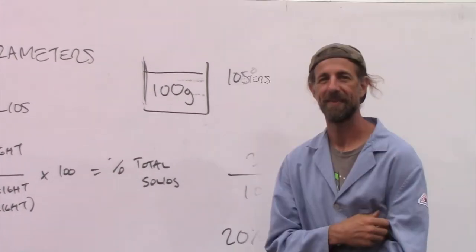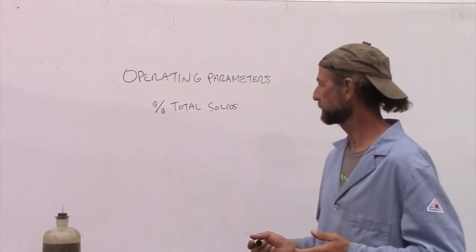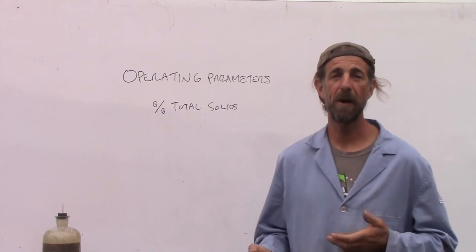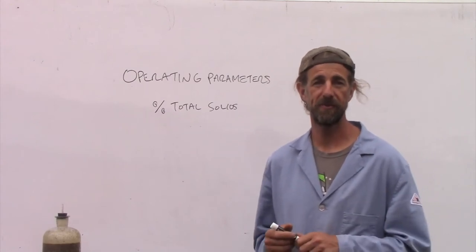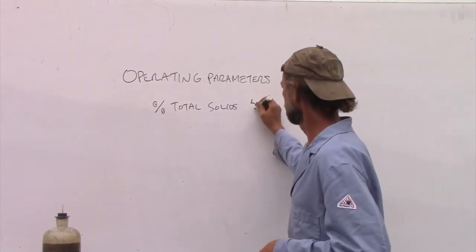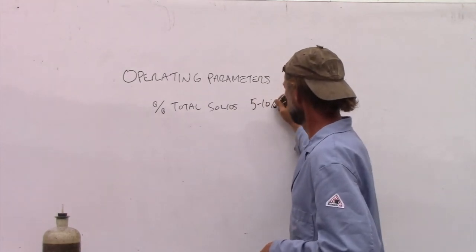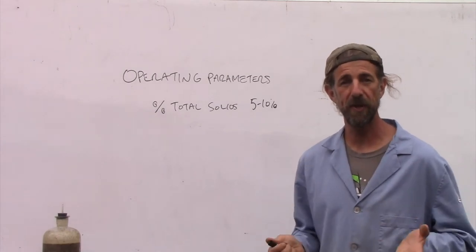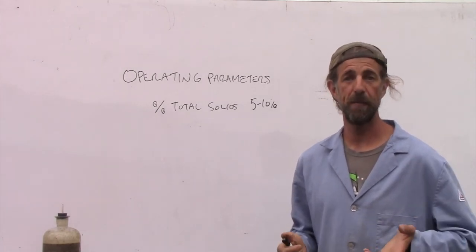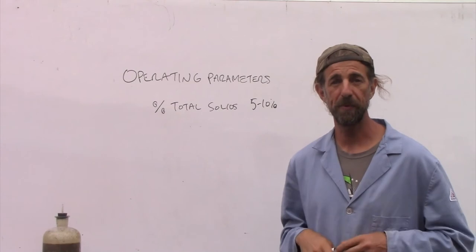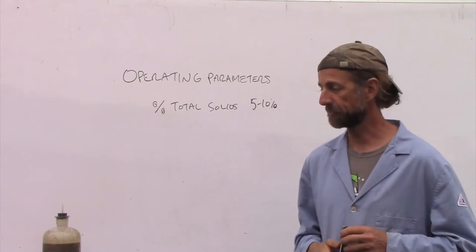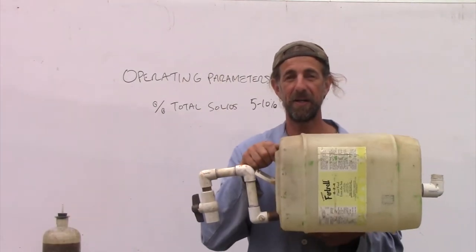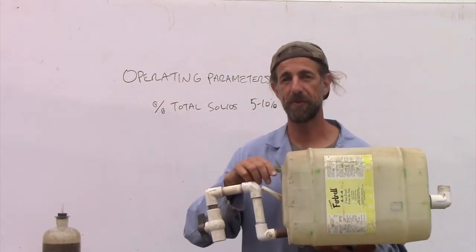So we talked about total solids. Typically in a digester, we're going to be going for about 5 to 10% total solids as a target. If we get much over 10%, the slurry can get too thick, and we can have problems with slurry not flowing properly through the pipes, especially if we have small pipes like in the smaller digester. You can really have a problem with plugging of small pipes like this.